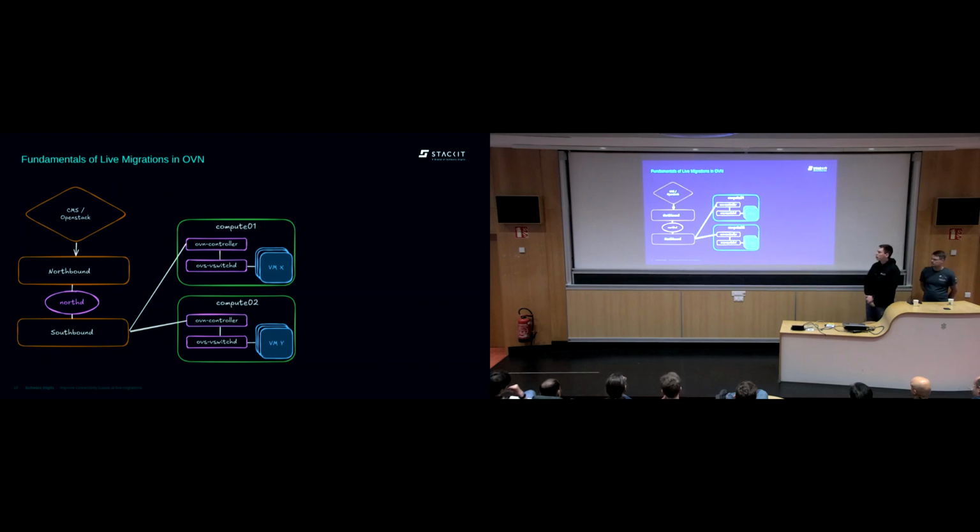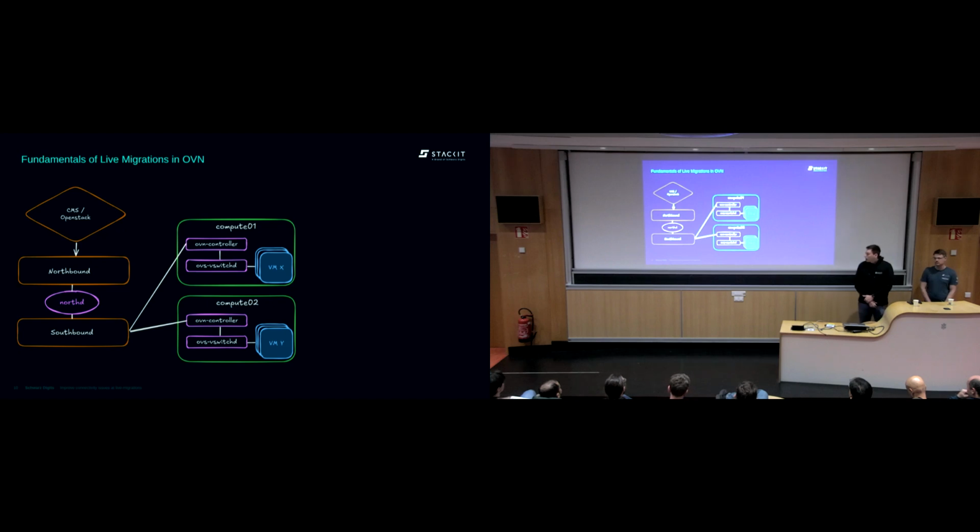OVN is separated into multiple components. So first of all, we have our CMS, which is OpenStack Neutron, where we have the API calls. For example, if we create a port, it gets first written into the MySQL database of Neutron to store it there, and it also gets written to the northbound database. The northbound database is an OVSDB database of the OVN core components, which stores the logical representation of a network. So where you find all the information like routers, networks, and everything that you have in your environment.